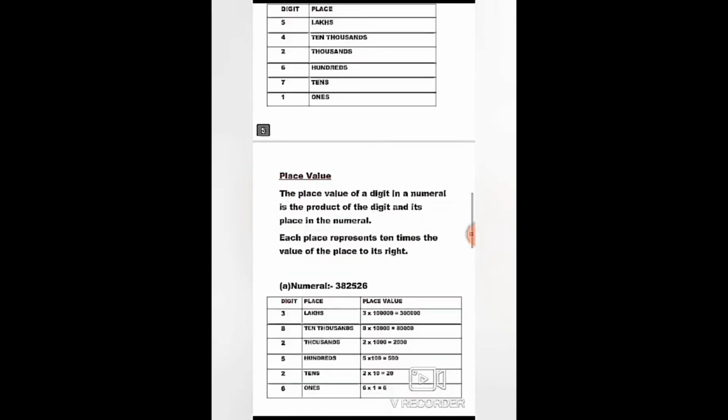Numeral 5,42,671 is shown on the place value chart, and with its help we can write the places of the different digits. The place of 5 is lakhs, 4 is 10,000s, 2 is thousands, 6 is hundreds, 7 is tens, and 1 is ones.